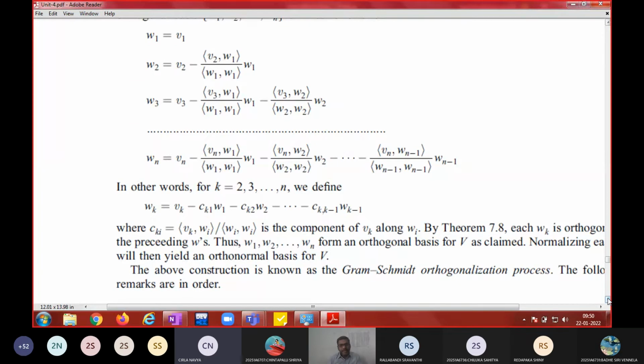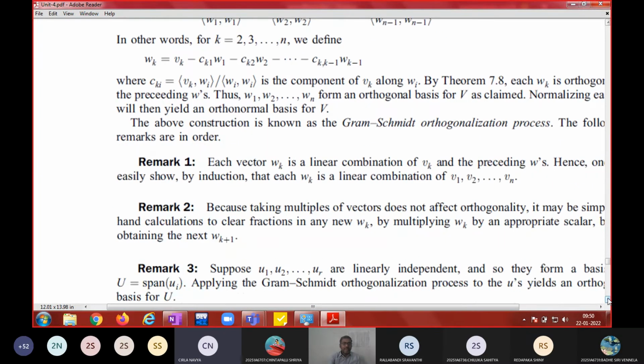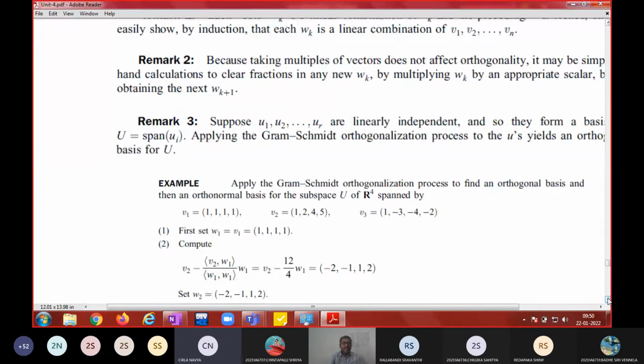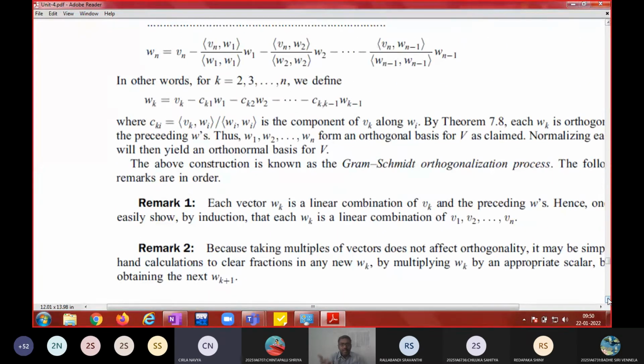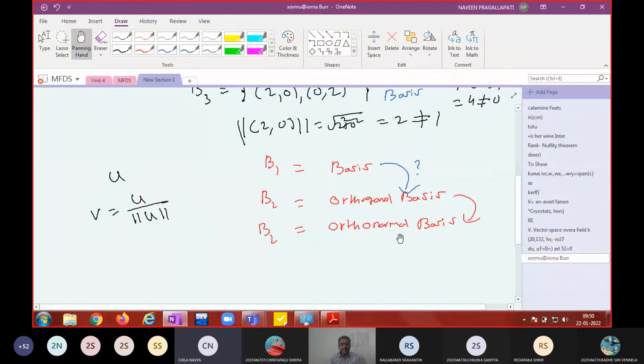Okay, it is a very important problem from the examination point of view also. You may be asked to apply the Gram-Schmidt orthogonalization process to find an orthogonal basis for the given vector space. If you have an orthogonal basis, it is easy to find an orthonormal basis. The next step is very easy: divide each vector by its norm and you will get an orthonormal basis.